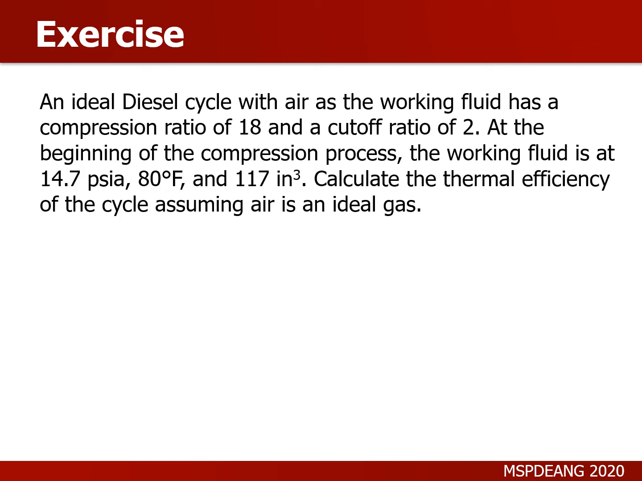Okay, so again, let's consider this example for an ideal diesel cycle with air as the working fluid. Compression ratio is 18 with a cutoff ratio of 2. At the beginning of the compression process, your working fluid has the following conditions. With this, calculate the thermal efficiency of the cycle, assuming air is an ideal gas. So again, we're only calculating for the thermal efficiency.